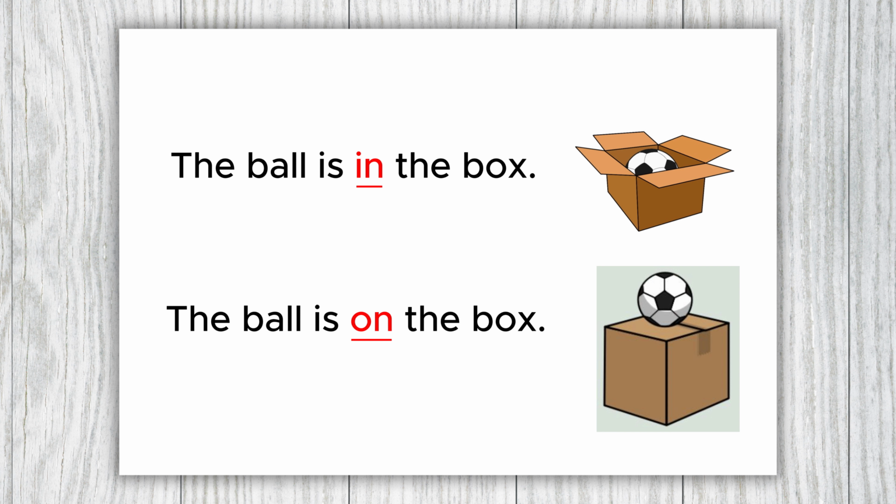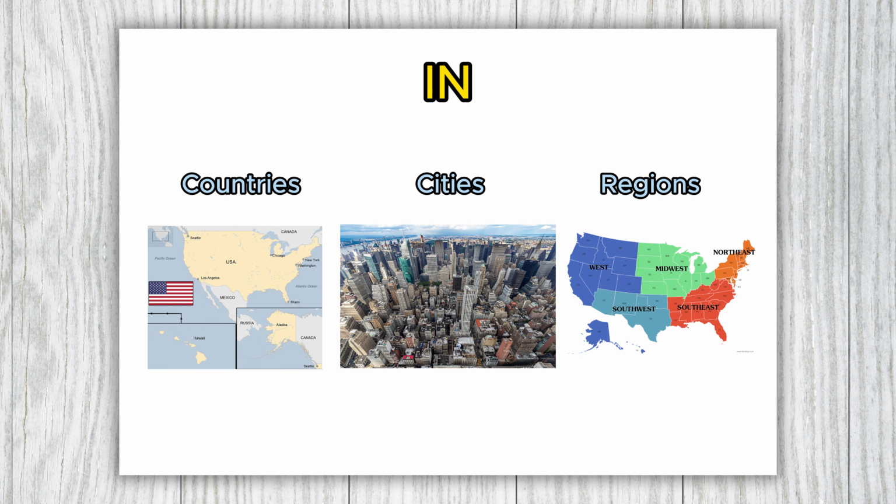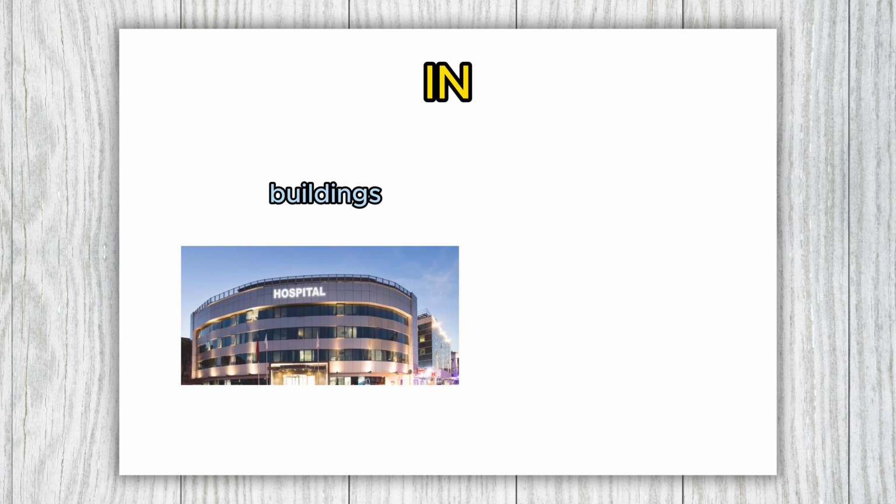As you can see, we use in when something is inside something bigger. In the picture, the ball is inside the box, so we use in. And we use on when something is on the surface of something, therefore the ball is on the surface of the box.